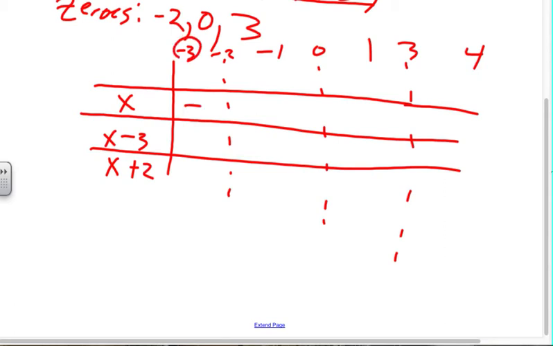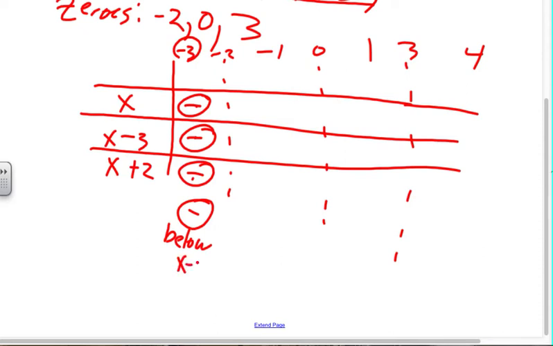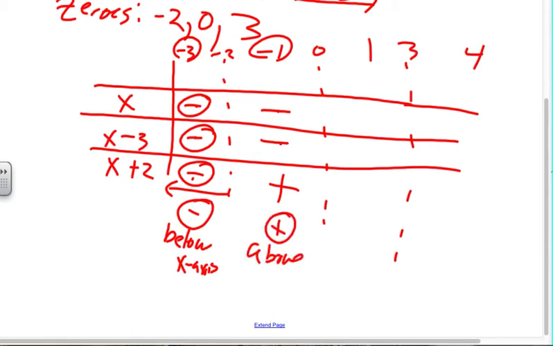So now I plug my test point in. This gives me a negative here, a negative here, a negative here. Negative times negative times negative makes my result a negative, which means that this is going to be below the x-axis. So anywhere to the left of negative 2, I'm going to be below the x-axis. So now I pick my test point in the middle here, negative 1. That's going to give me a negative, negative, and a positive. Negative times negative is positive, times a positive is a positive. So here I know I'm going to be above the x-axis.